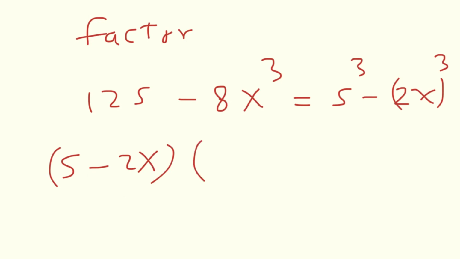And then the second part will be what? 5 squared, which is 25. Then (2x) squared, which will be 4x squared, because when you square it, it will be 4x squared. And then first times second, only the first times the second, which will be 10x. Positive or negative? Positive, because you have a minus here already. So that's why this will be positive. And that's it. That's how you apply the rule.